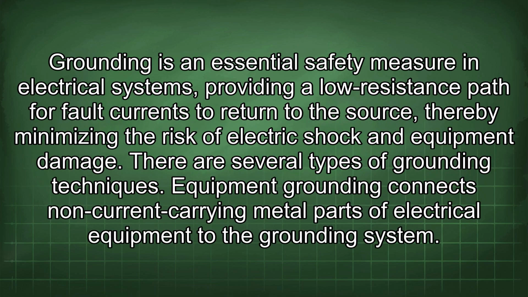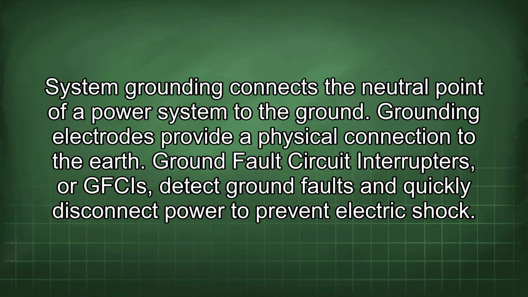Grounding is an essential safety measure in electrical systems, providing a low resistance path for fault currents to return to the source, thereby minimizing the risk of electric shock and equipment damage. There are several types of grounding techniques. Equipment grounding connects non-current carrying metal parts of electrical equipment to the grounding system. System grounding connects the neutral point of a power system to the ground. Grounding electrodes provide a physical connection to the earth. Ground fault circuit interrupters, or GFCIs, detect ground faults and quickly disconnect power to prevent electric shock.